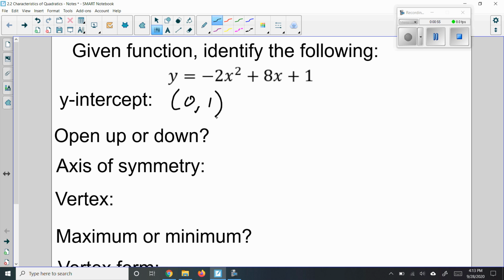Now recall, a quadratic that looks like this opens up. A quadratic that looks like this opens down. And which way is entirely dependent upon the leading coefficient a. If the leading coefficient is negative, it opens down. If the leading coefficient is positive, it opens up. So what do we have here? Well, a is negative, and that tells me that this is going to open down.